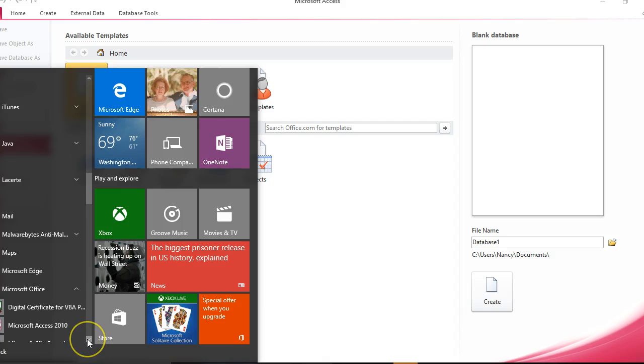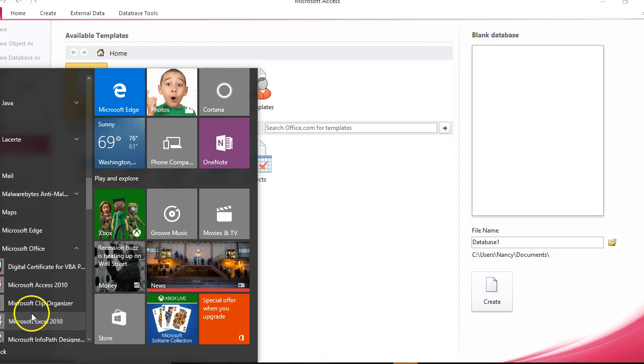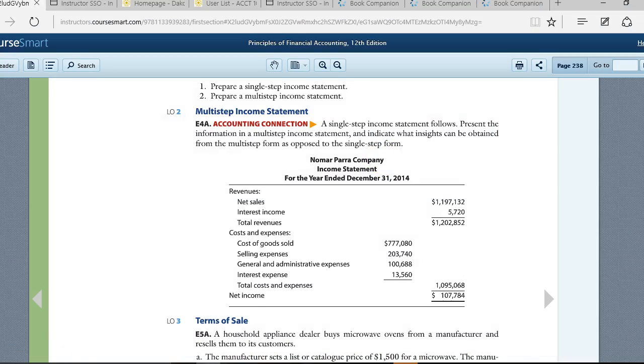I don't want Access, do I? No, I want Excel. Come on, what did I just do?